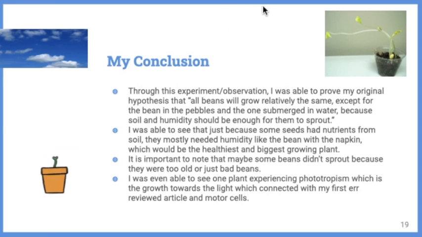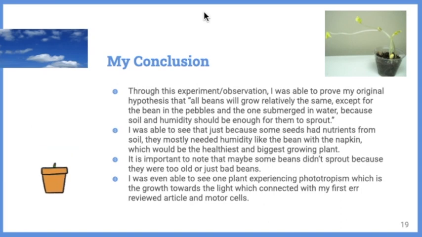So my conclusions for this experiment. Throughout this experiment and observation, I was able to prove my original hypothesis that all beans will grow relatively the same, except for the bean in the pebbles and the one submerged in water, because of soil and humidity, were wrong. So I was able to see that just because some seeds had nutrients from soil, they mostly needed humidity, like the bean with the napkin, which would end up being the healthiest and the biggest growing plant.